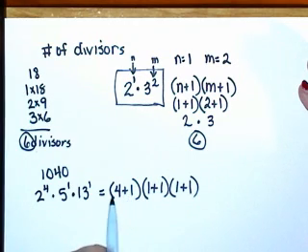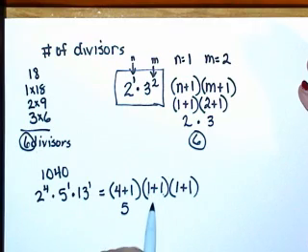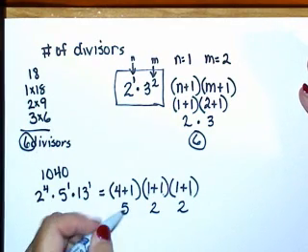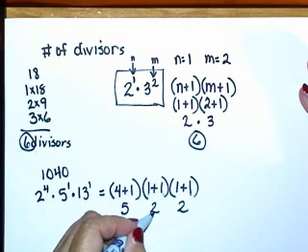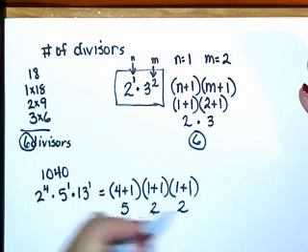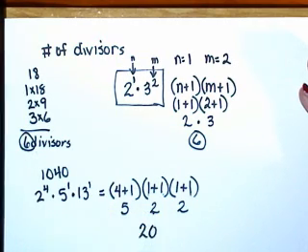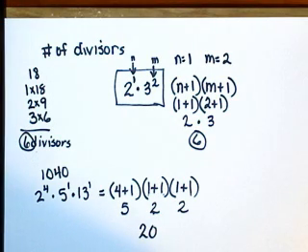4 plus 1 is 5. 1 plus 1 is 2. 1 plus 1 is 2. And 5 times 2 is 10. 10 times 2 is 20. Does it work? Well, let's see. We have how many divisors here?